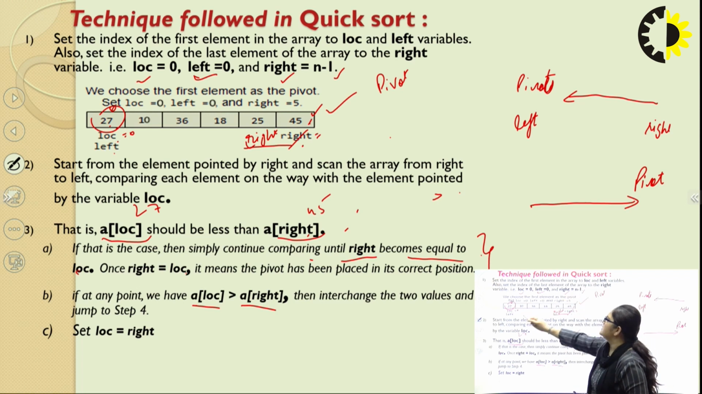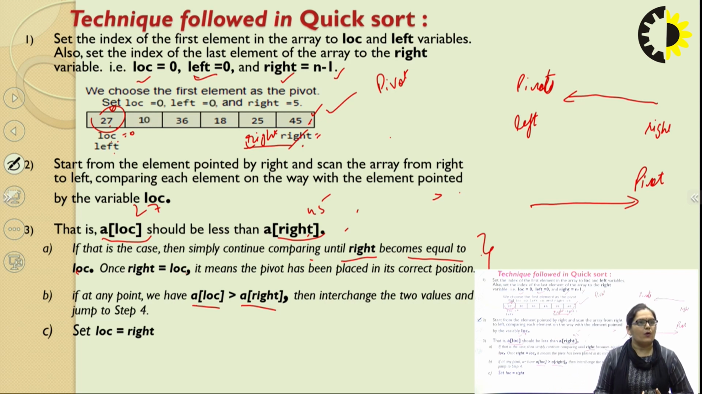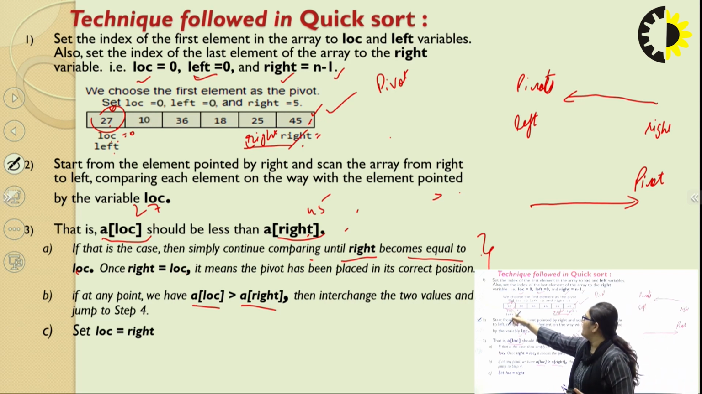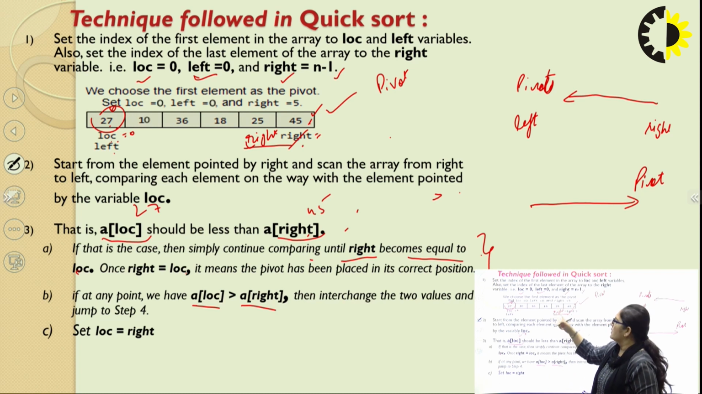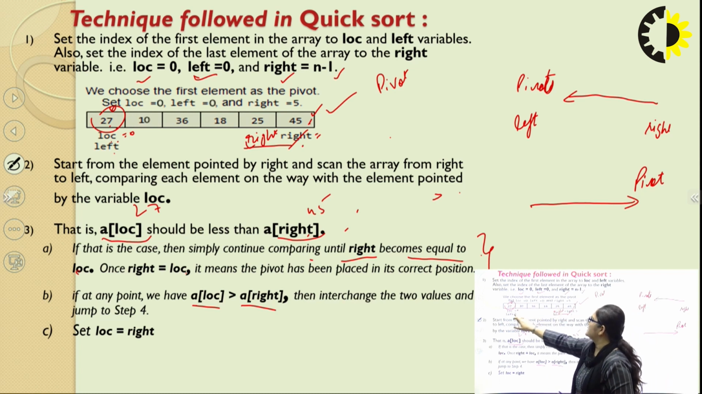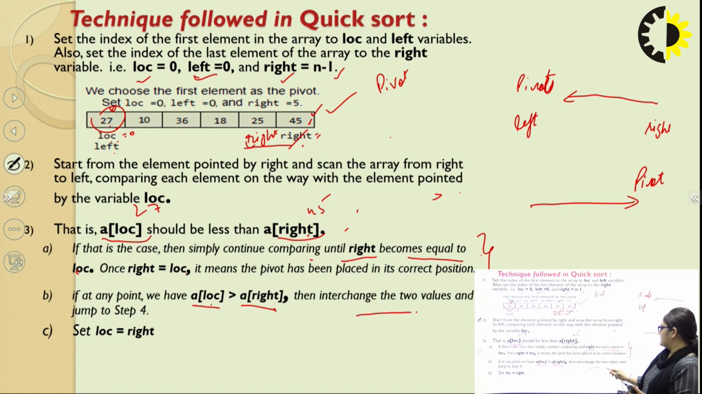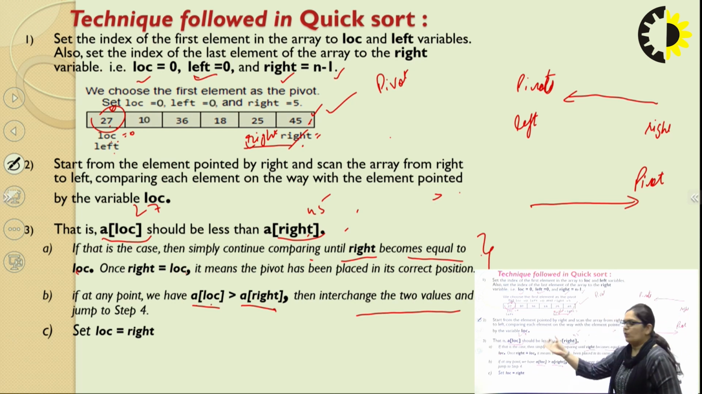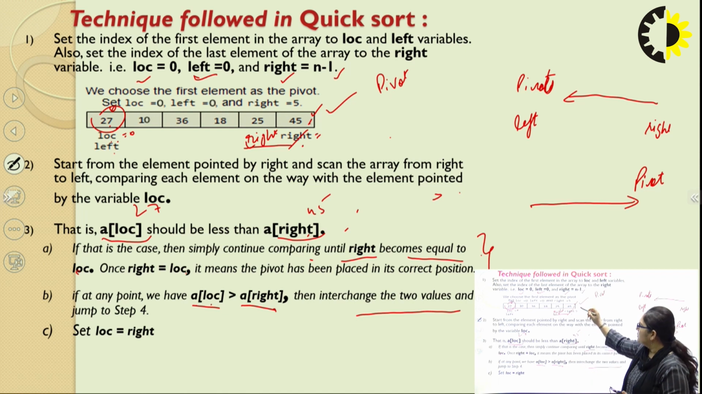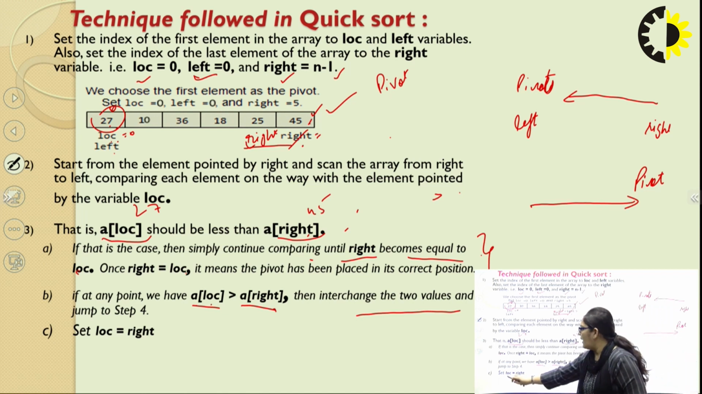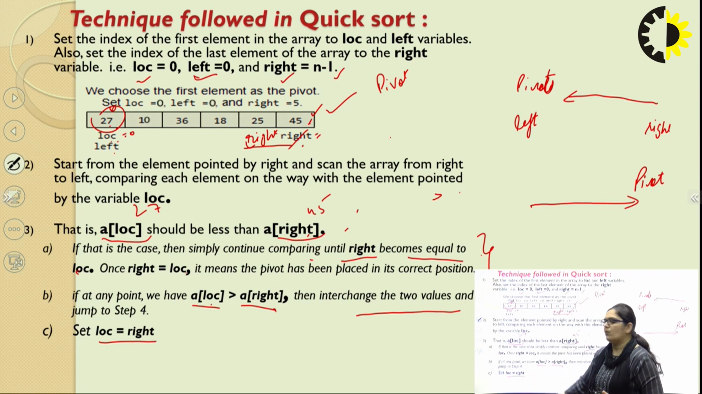So in this case, A LOC is greater than A right, but we have to arrange the elements in ascending order. So here the value should be less than this value, but at this time, 27 is greater than 25. So we have to interchange these two elements. If A LOC is greater than A right, then we have to interchange these values and move to step 4. We will discuss step 4 now. Also, you have to make the LOC equal to right.